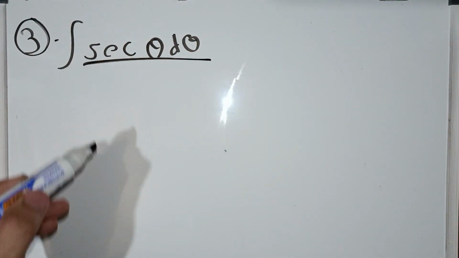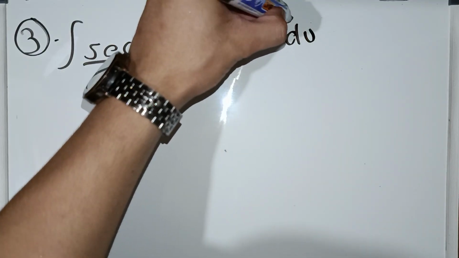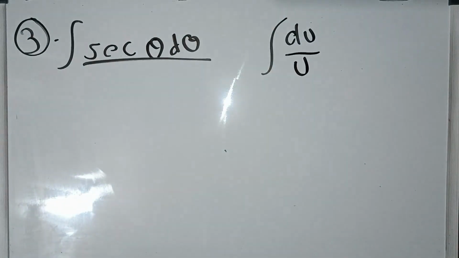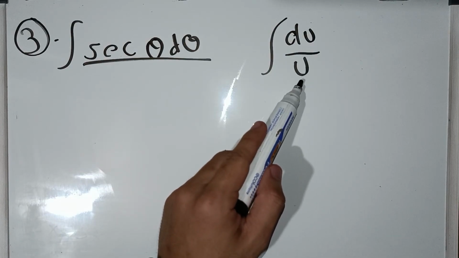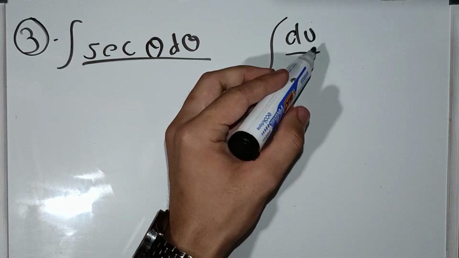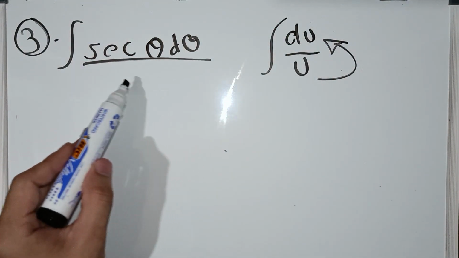To solve this problem, you have learned the formula, the integral of du over u, that when we get the u, will give us its derivative in the numerator. Now, I'll give you some time to think.